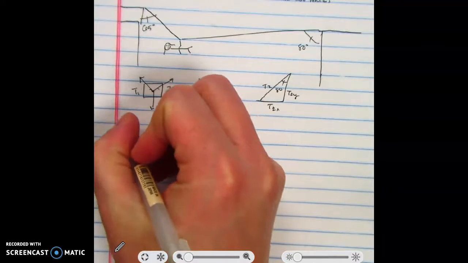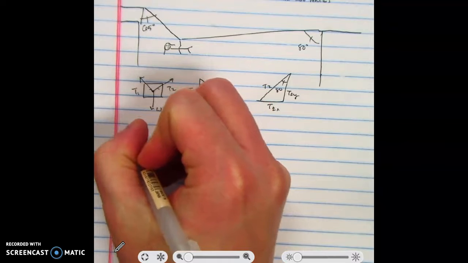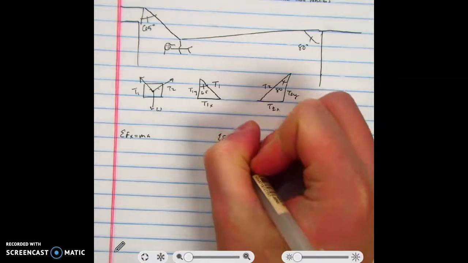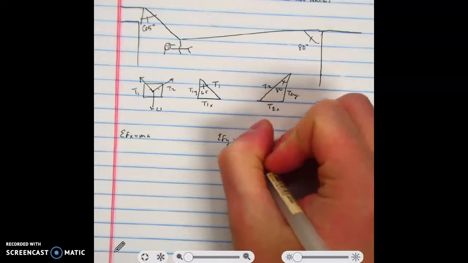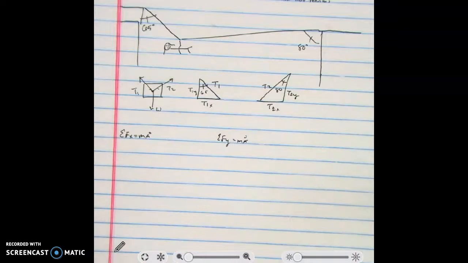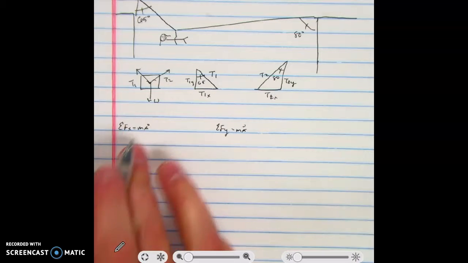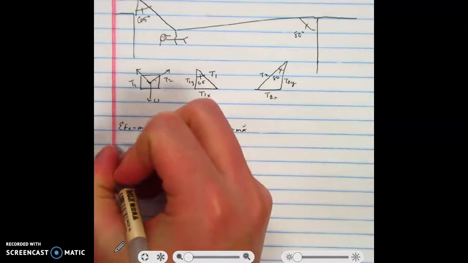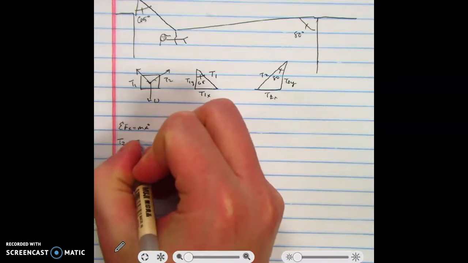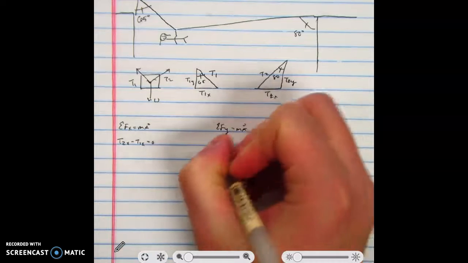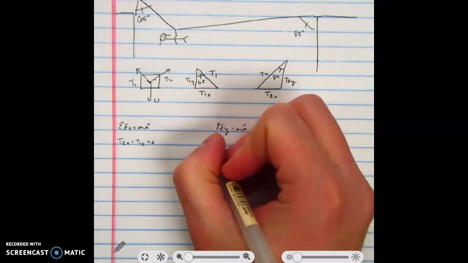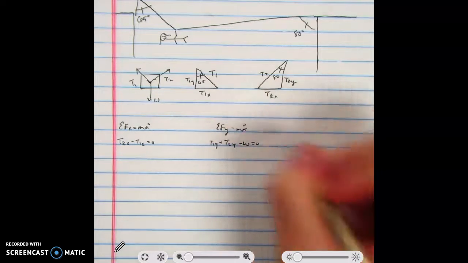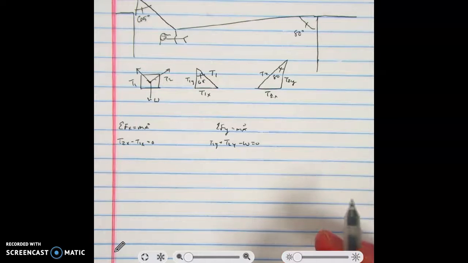Step 2: summation of my forces in the X and summation of forces in the Y. Both accelerations are 0 because we're not moving. So for summation of forces in the x, I have T2x minus T1x equals 0. And for the y, I have T1y plus T2y minus weight equals 0. And yes, we can plug the weight in in a second.